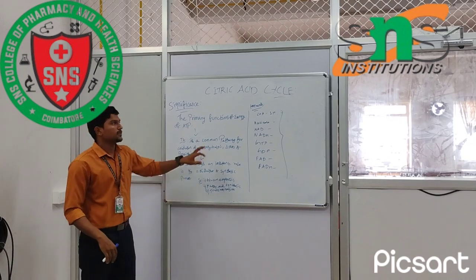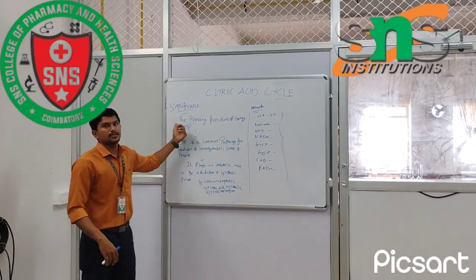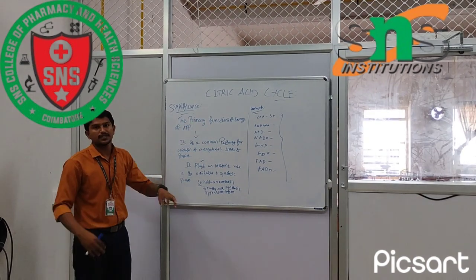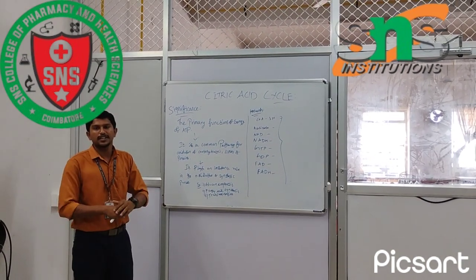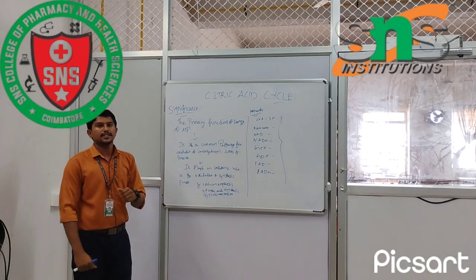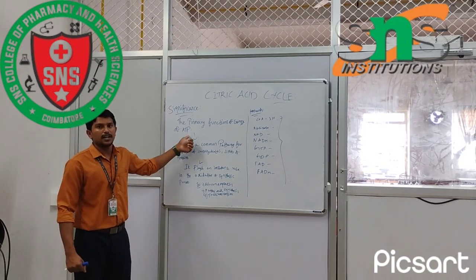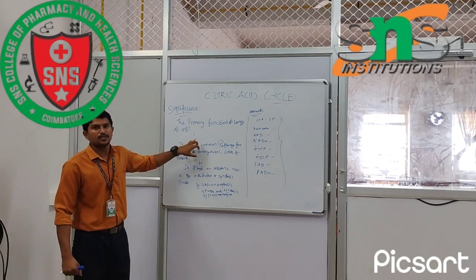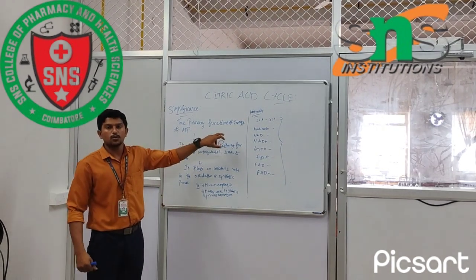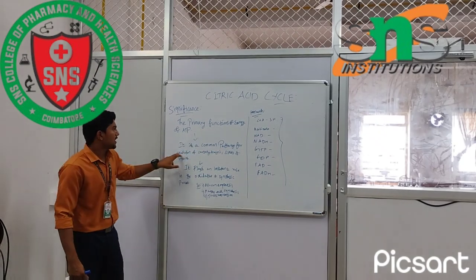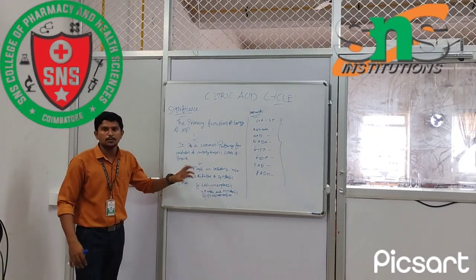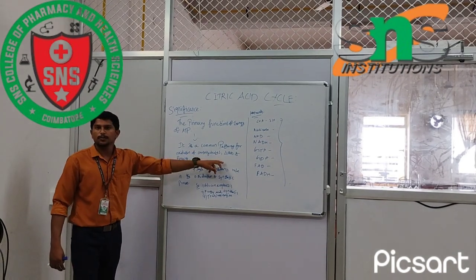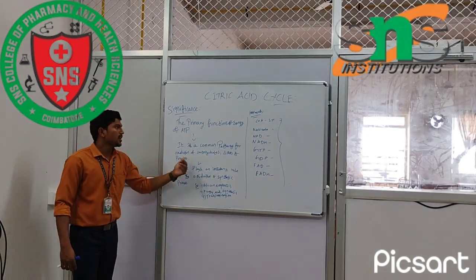Continuing to the next section, we move to the topic of the significance of the citric acid cycle. The primary function of the citric acid cycle is to provide energy in the form of ATP, adenosine triphosphate. Next, it is a common pathway for carbohydrates, lipids, and proteins. These are the concepts we study.